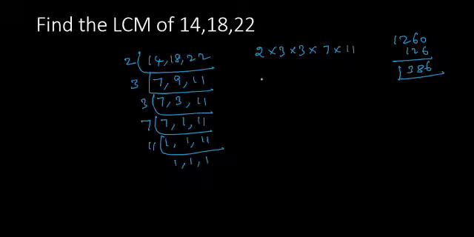So the answer is equal to 1386. So 1386 is called the LCM of this. There are alternative ways of doing this. We can also go for the factorization method, and otherwise we can go for a shortcut method also. It's better if you have something like this, you go by this one.